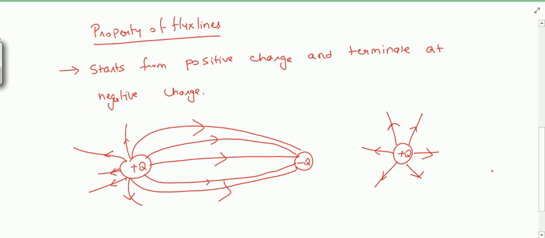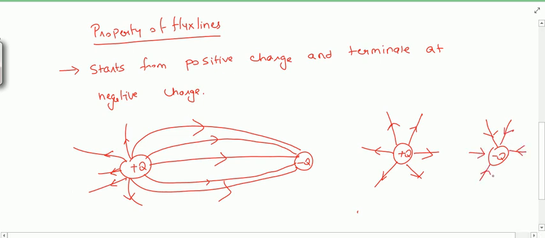Now if there is only a negative charge in our consideration, they will start from infinity and terminate at this negative charge. In the electric field, you have learned that the field line starts from positive and ends at negative. If there is no negative charge, they will end at infinity, and if there is no positive charge, they will start from infinity. This is the same, because a flux line is nothing but the electric field line.